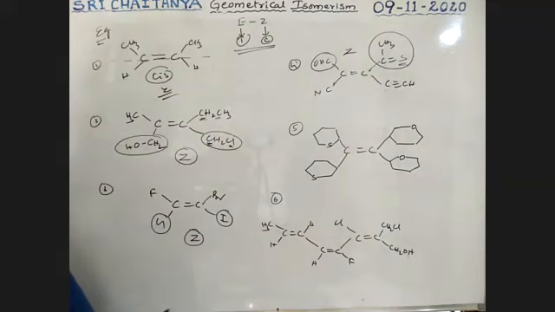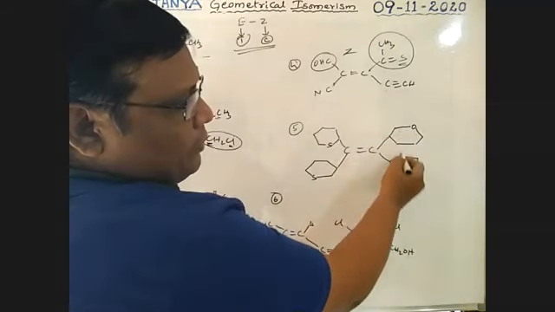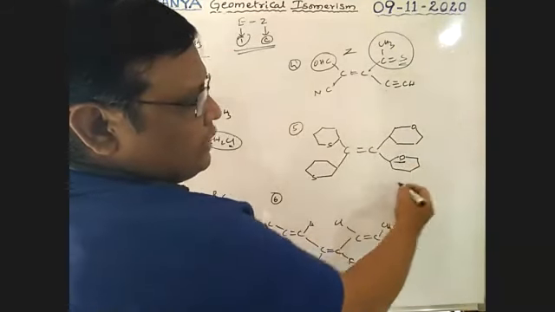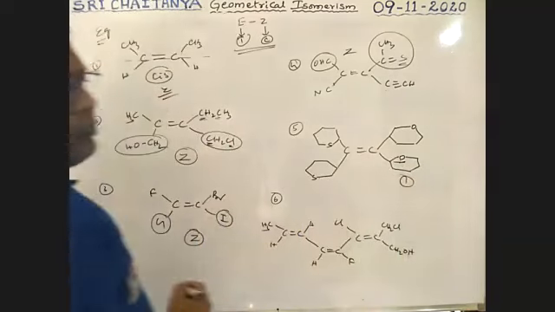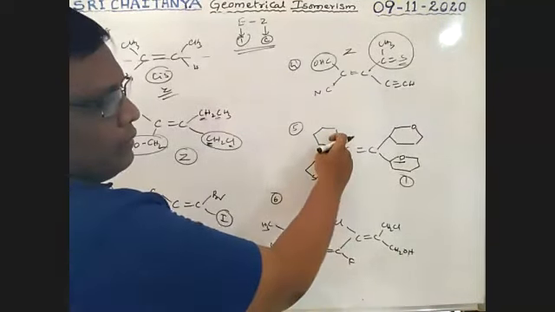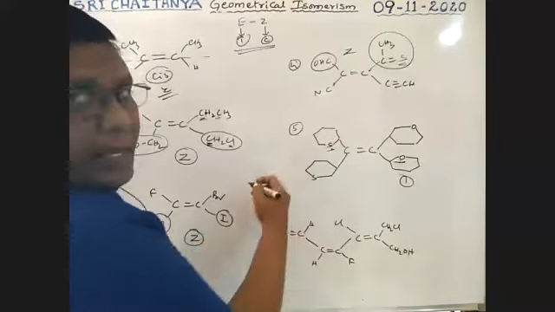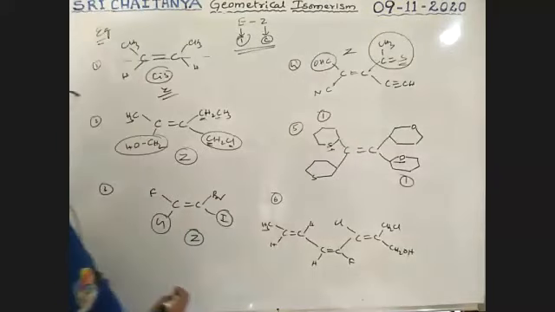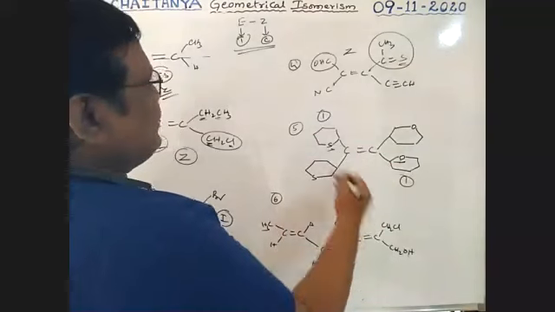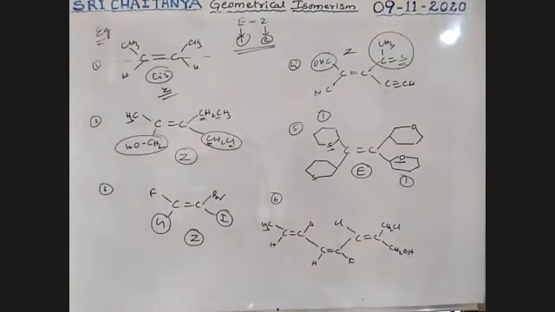Next, see here. This is carbon, and here carbon, but it is attached to oxygen, so it is next. Therefore, it has first priority. Next here, carbon, next to sulfur, here carbon, so it has first priority. Therefore, the higher priority groups are on the opposite sides. That is trans. It is E format.